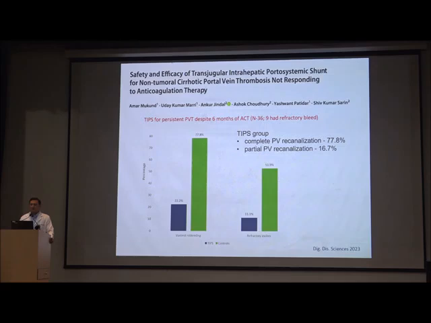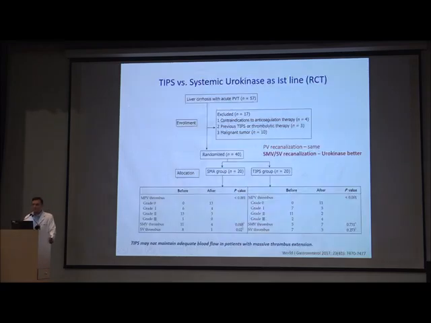This is a study done at the ILBS, which had shown that in patients with persistent PVT for 6 months despite anticoagulation therapy, the use of TIPS is highly effective. It achieved a complete portal vein recanalization rate of almost 80%.